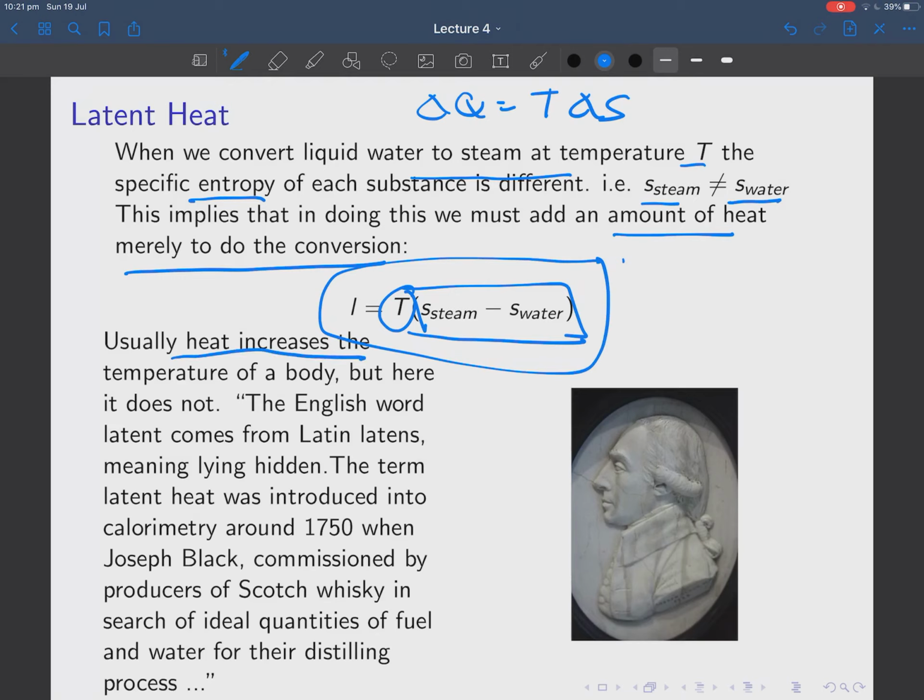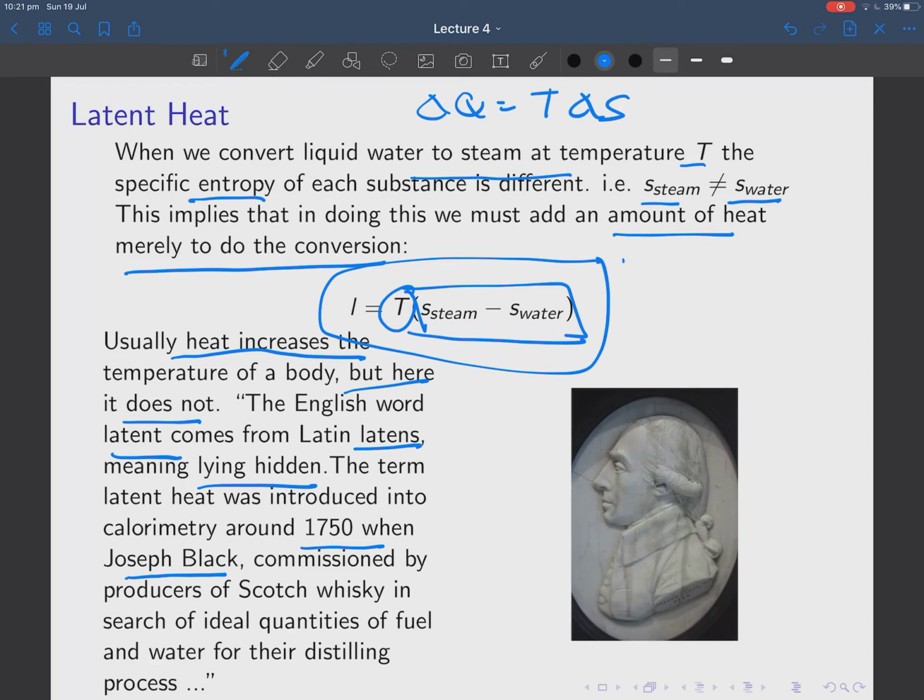All right. So what happens with latent heat is that usually, if you apply some heat to the system, it increases the temperature of a body. But here it does not. It just makes the body undergo a phase transition. The English word latent comes from Latin latens, meaning lying hidden. The term latent heat was introduced in calorimetry around 1750 by a Scotsman, Joseph Black.